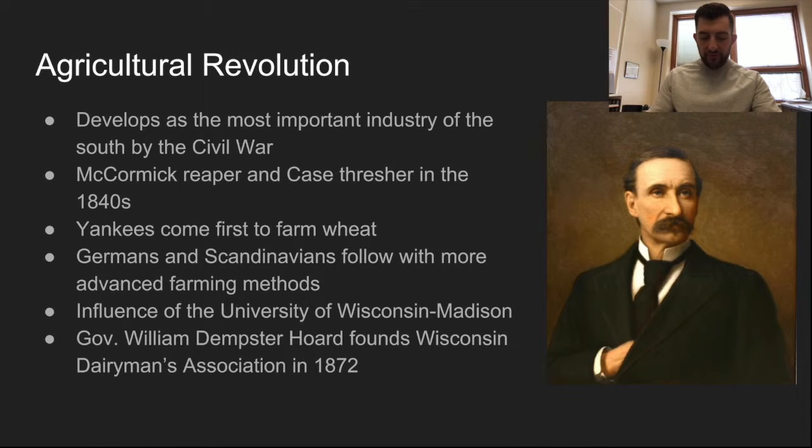As a result of the Dairymen's Association and the pooling of resources, the quality of dairy products in Wisconsin is going to be much higher. This is going to boost productivity, but it's going to make farmers clean up their act a little bit. So through the influence of the University of Wisconsin-Madison and the state government, they centralize and raise the quality of the products of dairy farming here in the state.